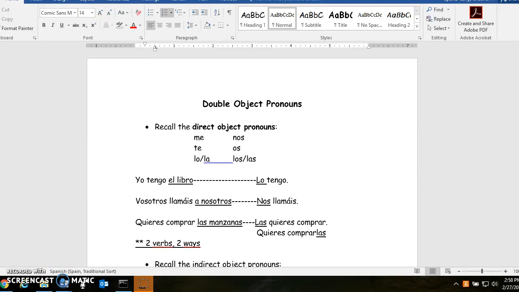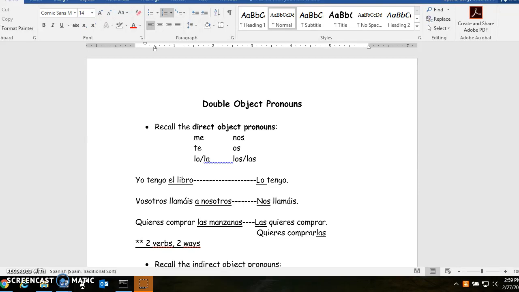So if I ask one of my students, "Did you bring me the homework?" the student can say to me, "Yes, I brought you the homework." That's a complete sentence. Or they could say, "Yes, I brought it to you." That's a direct object pronoun. Or if using two pronouns, they would say, "Yes, I brought you it." So that's what we're getting ready to learn in this chapter.